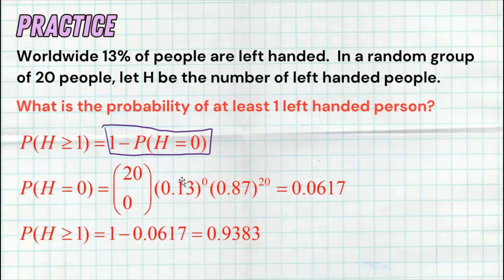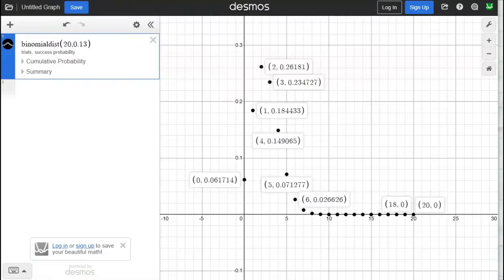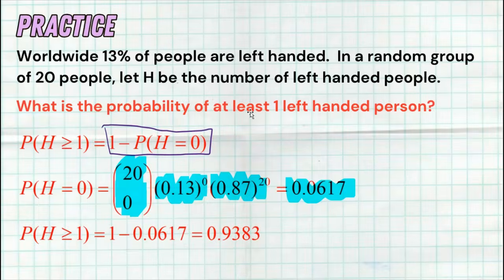So again, here's me showing my work for 0. Here's the number of combinations for 0 successes. 0 successes, all 20 failures. Here's that probability. And oh yeah, don't worry, we could get that right here. Remember, that was right here. The probability of 0 was 0.0617. And then now I'm going to do 1 minus that because I don't want 0 successes. I want everything other than 0 successes. So if I do 1 minus that, I'll get my answer a lot faster, 0.9383.